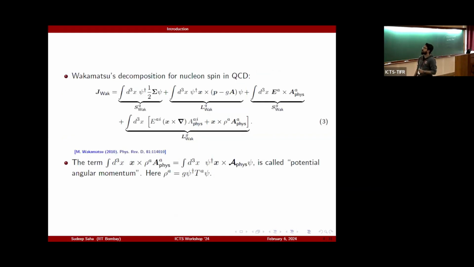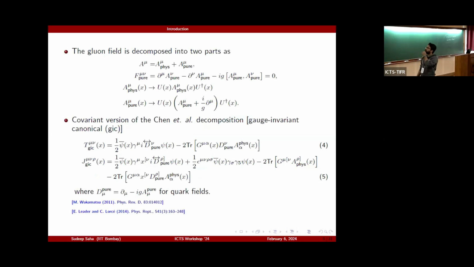Later, Wakamatsu proposed another decomposition based upon the idea of Chen et al., and in his decomposition he added an extra term to the orbital angular momentum of gluon. Now this extra term is called the potential angular momentum. Being gauge invariant, this term can be equally added to the orbital angular momentum of quarks. So gauge invariance does not provide us a unique decomposition of nucleon spin. So later Wakamatsu provided a covariant version of the Chen et al.